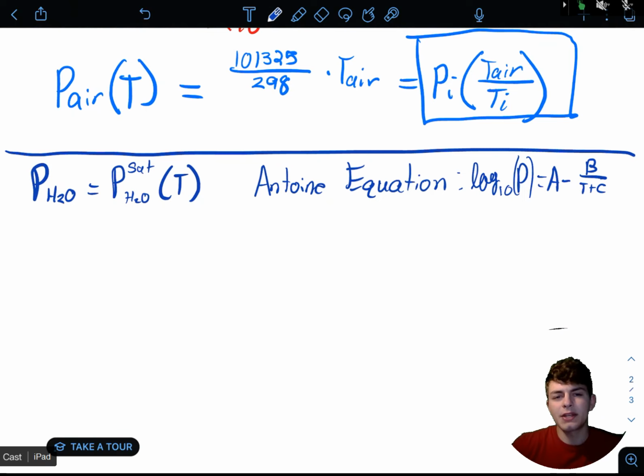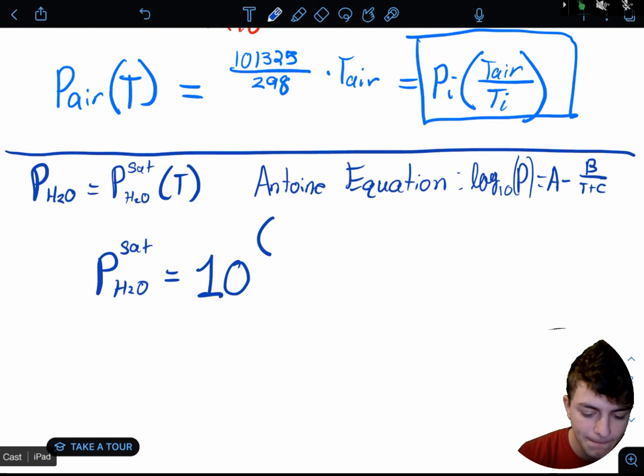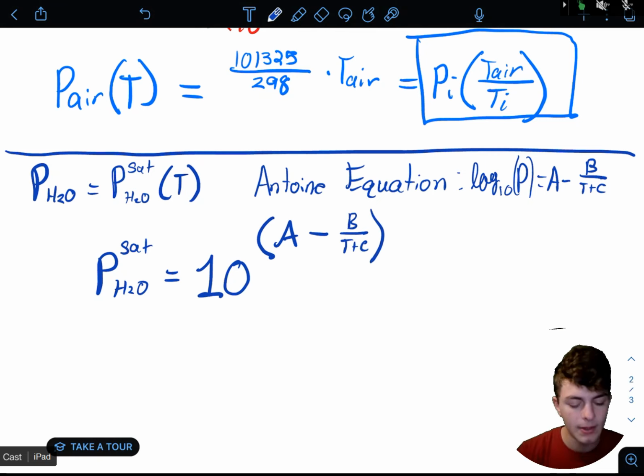Now, a limitation of the Anton equation is that it applies to very specific temperature ranges, and so these constants A, B, and C will change for those particular ranges. Because we're actually looking for the saturation vapor pressure as a function of temperature, we can go ahead and rewrite this equation as such. There we go. And now we have that saturation vapor pressure as a function of temperature.